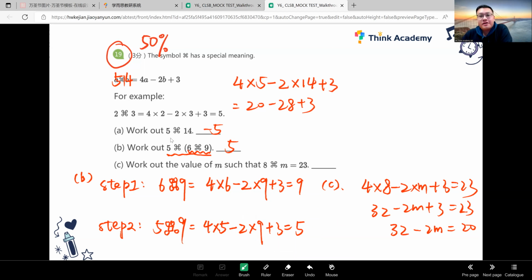Okay, so now you know that 32 minus 12, which is 20, means 2m is 12, then 1m equals 12 divided by 2, which is 6. Okay? You got m equals 6. Next one.